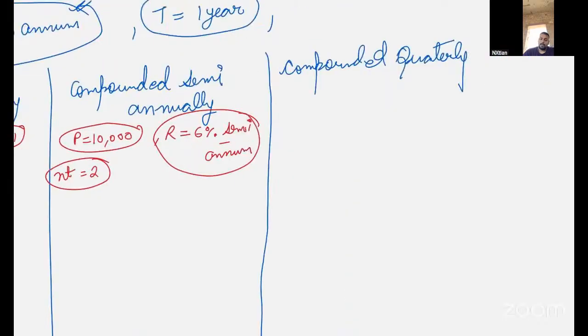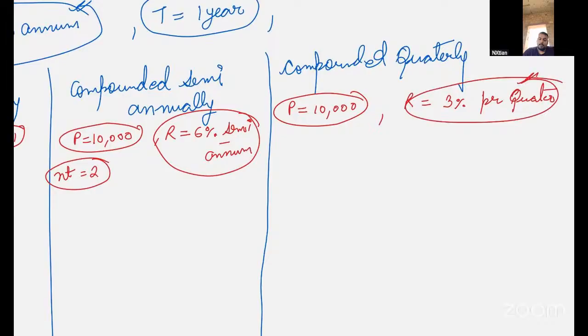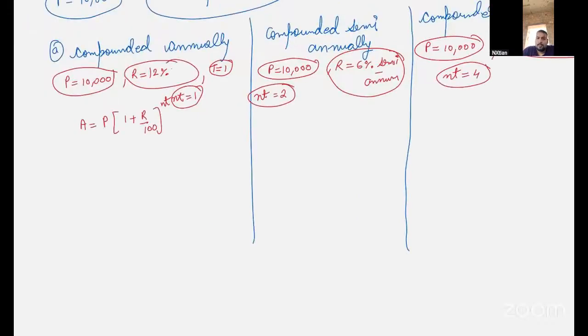Now we'll come to David. David, what is the principal in compounded quarterly? The principal 10,000. And what will be the rate? 3%. How do you get 3%? Because every 3 months you are applying and it is divided by 4 times, then it will become 3%. That's correct. And then what is the value of NT? 4 times. Now you guys, can you solve each question right now quickly and tell me the answer?